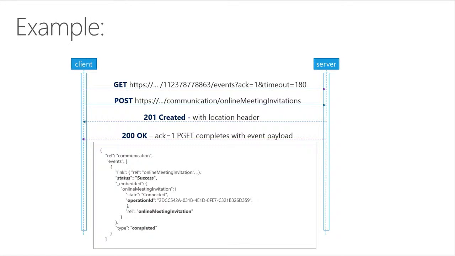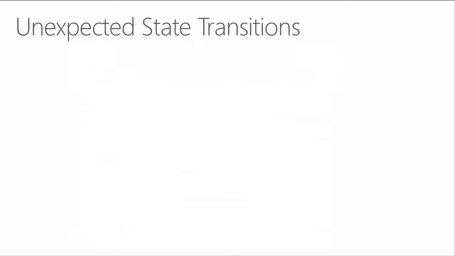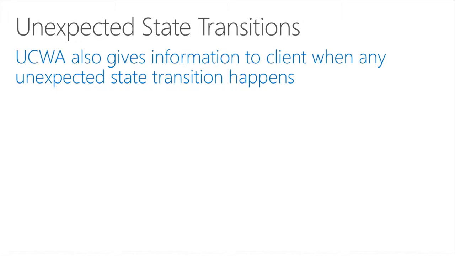So let's move on to the next. This is also another very good troubleshooting tip regarding UCWA. Typically people expect UCWA to give error resource or information regarding the error only when the client tries to do something and it fails. But UCWA also guarantees that for any unexpected state transition, we will inform you what it is. As an example, consider yourself in a meeting, right?